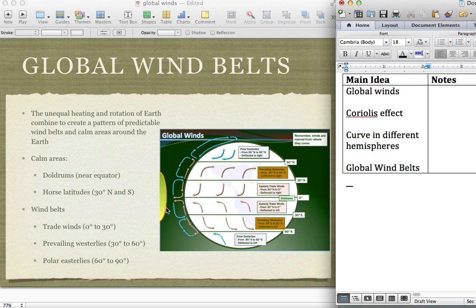From 30 to 60, we have prevailing westerlies. These winds are blowing in general from the equator back up to the pole, and they're getting curved to the east. We call them westerlies because we name a wind for where it's from. And then lastly, we have polar easterlies. These head from either the North Pole or the South Pole towards the equator, and they get bent to the west, so we call them polar easterlies. Where these meet, we get areas of either high or low pressure, but we have very little wind.